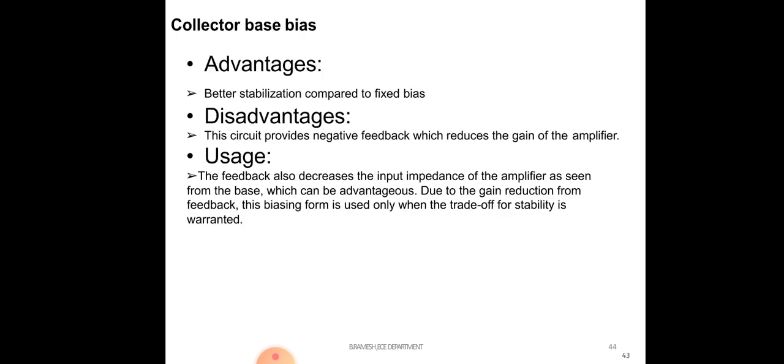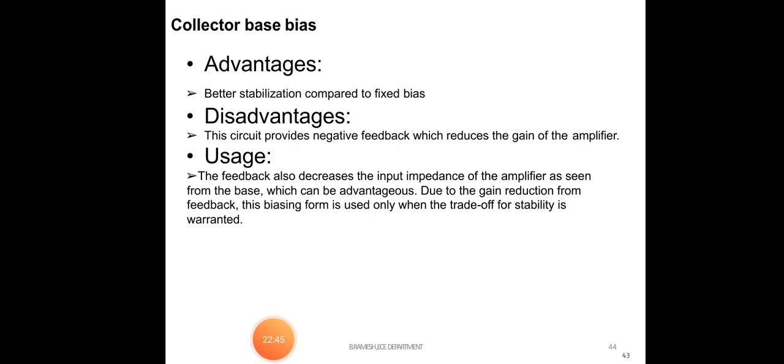Advantage: better stabilization compared to fixed bias. Disadvantage: this circuit provides negative feedback, which reduces the gain of the amplifier. Uses: the feedback also decreases the input impedance of the amplifier as seen from the base, which can be advantageous due to the gain reduction from the feedback. This biasing form is used only when the trade-off for stability is warranted.